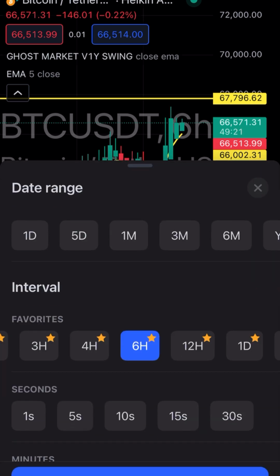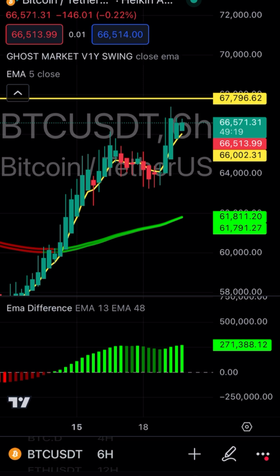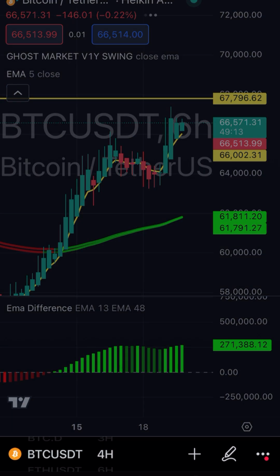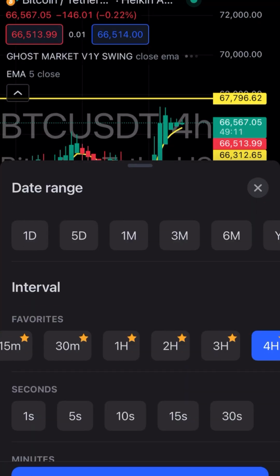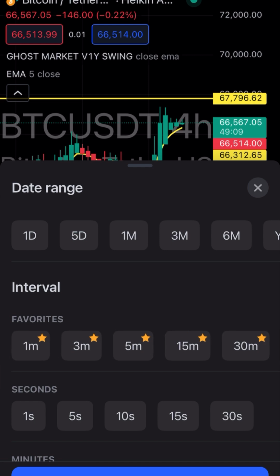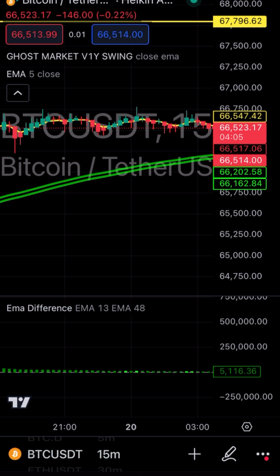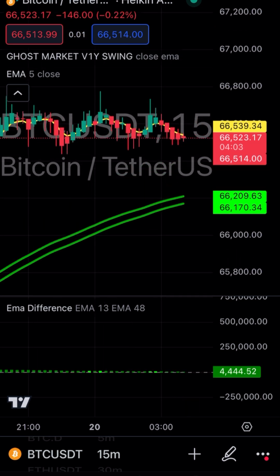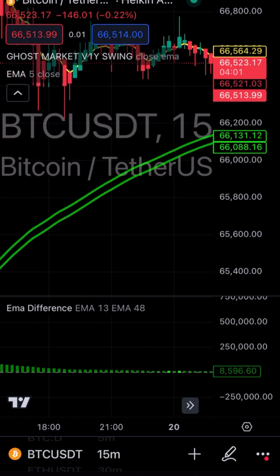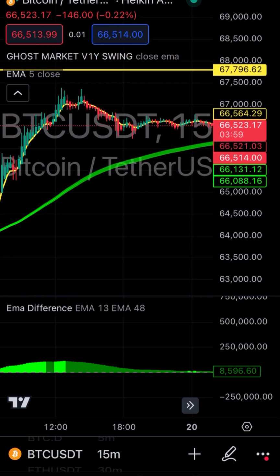Since you have your 5, 90, 95, you want to look for a cross. So basically, whatever time frame works for you, we want to focus on a cross. So we're going to go to a smaller time frame. I don't like going too small, but here's a 15 minute here. So perfect time to enter this trade.